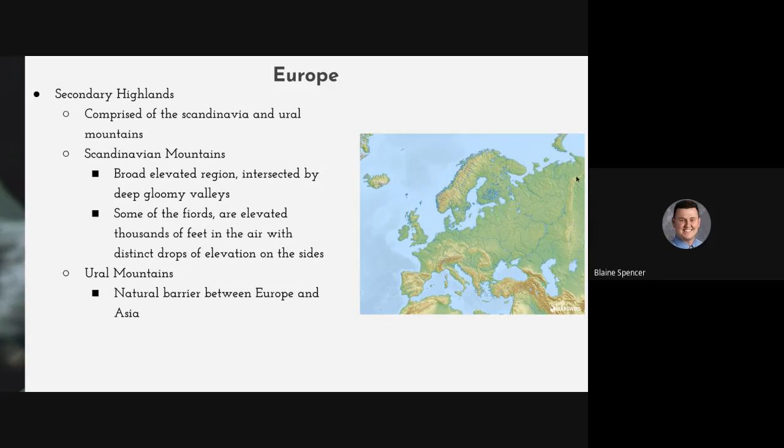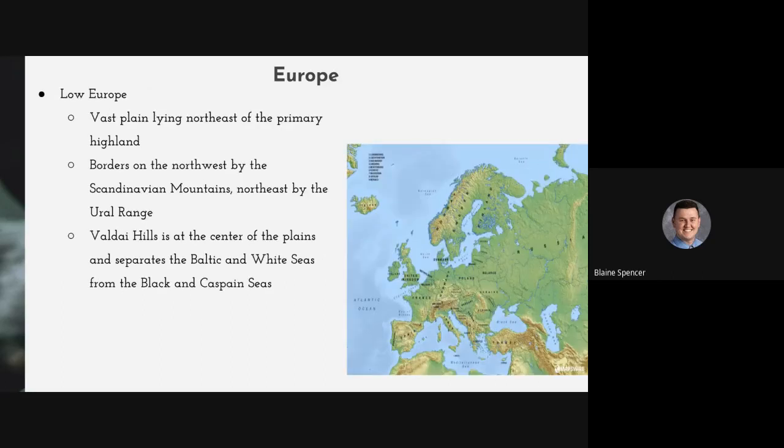And then the Ural Mountains, right here, you can partially see them, is the natural barrier between Europe and Asia. Okay, that's what creates the two continents. Okay, that's what separates the two. All right, so that is the primary and the secondary highlands. So now we're going to talk about Low Europe.